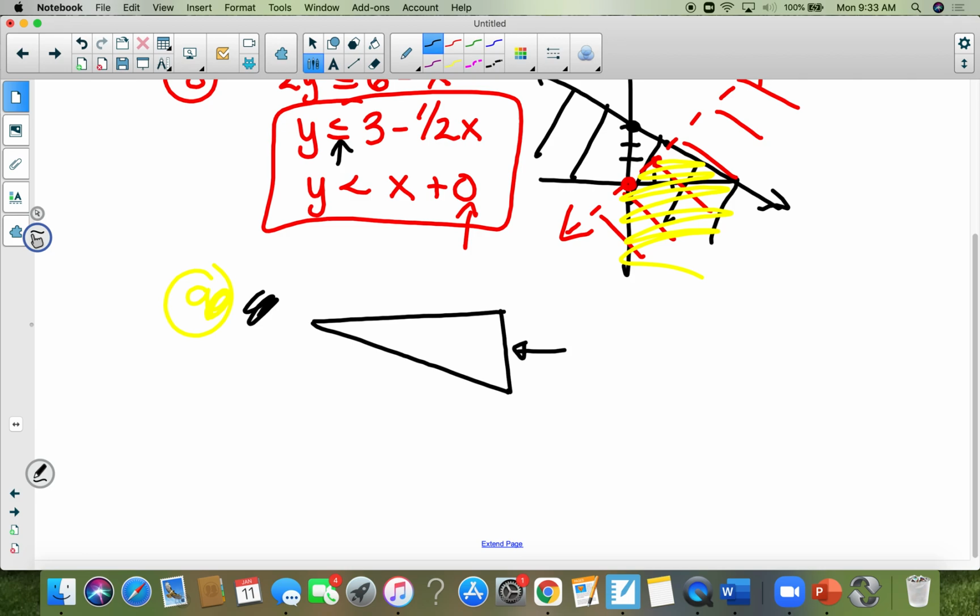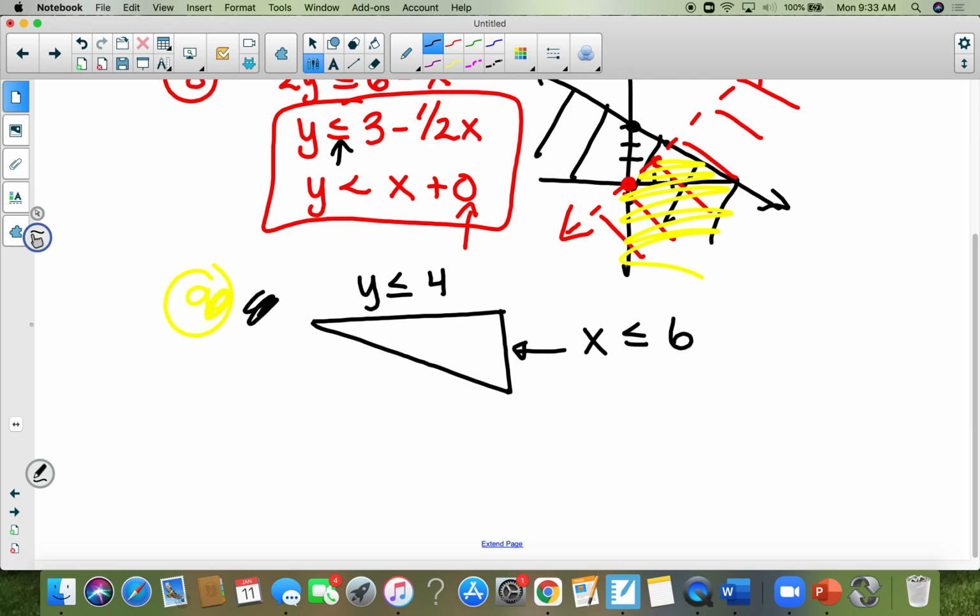This one's a vertical line. It needs to be less than or equal to 6, because all vertical lines start with the letter X. All horizontal lines start with the letter Y. Y is less than or equal to 4.